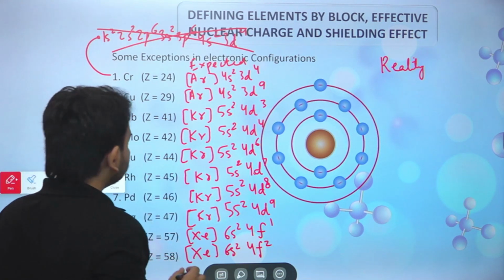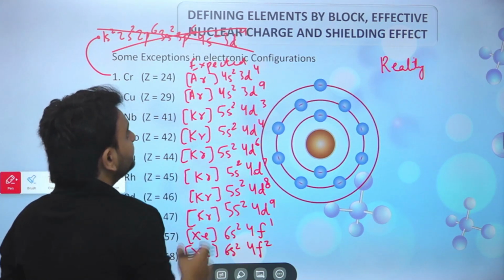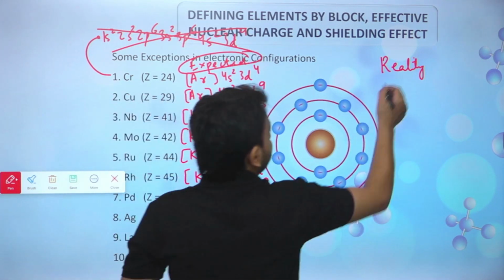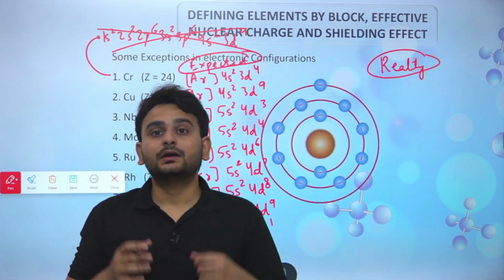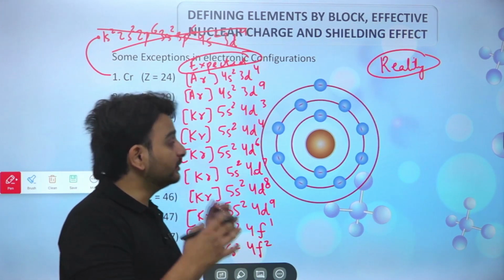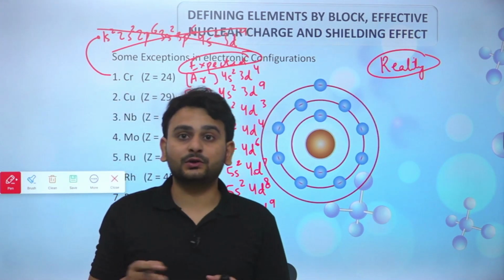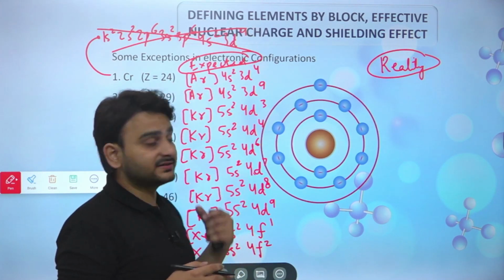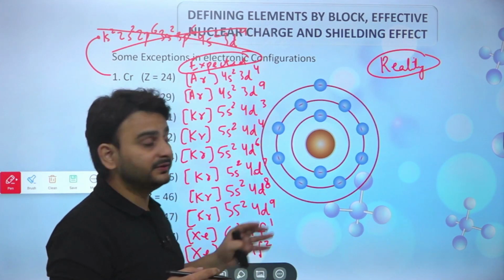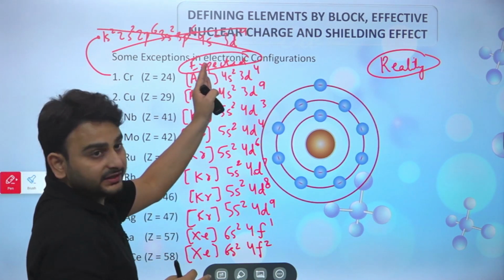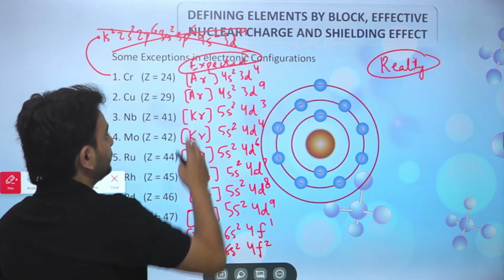Why is that, guys? This is the expected thing, but the reality is that half filled subshells and fully filled subshells are much more stable than any other electronic configuration. I'm talking about the valence electrons, of course. The previous shells will definitely be filled. For example, till here, this is argon. So up to argon, everything is fixed, because it's a noble gas.